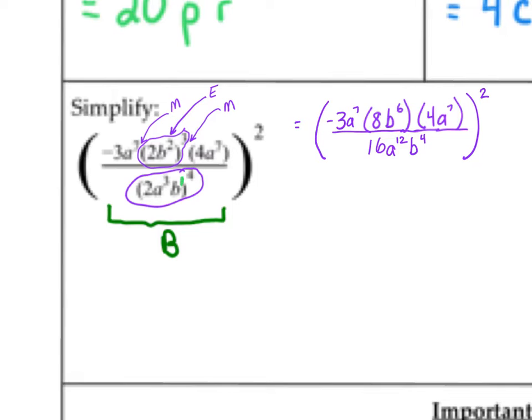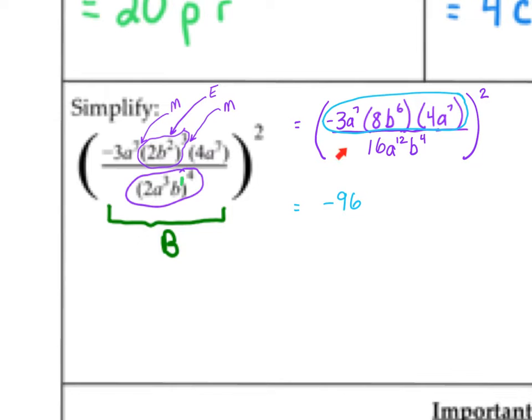So the first step inside the brackets is to do any of the terms that have an exponent. The second step, if you have a bracket, is to simplify all of the numerators. In the numerator, it's all multiplication. And in multiplication, you're going to multiply the coefficients. So negative 3 times 8 times 4 is negative 96.